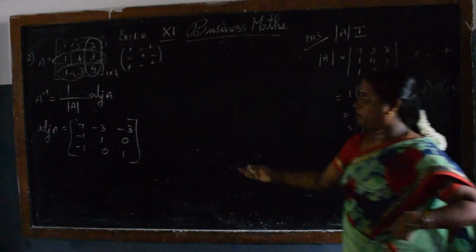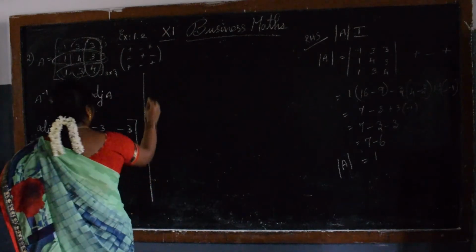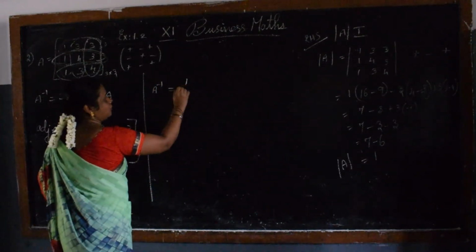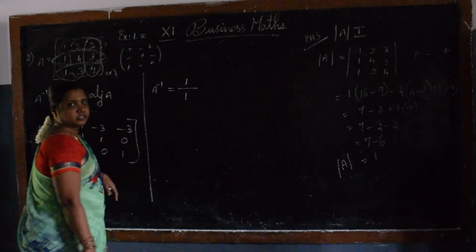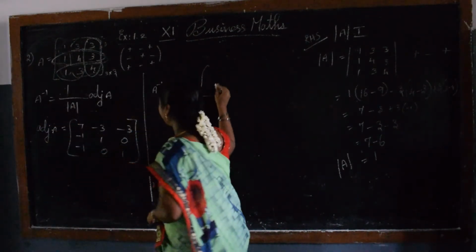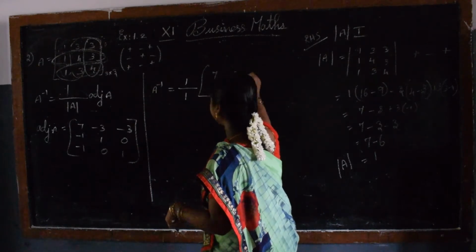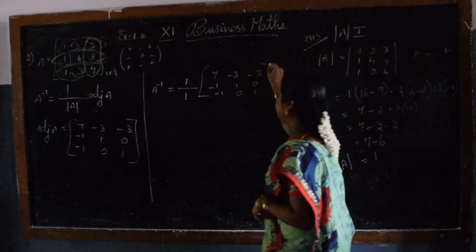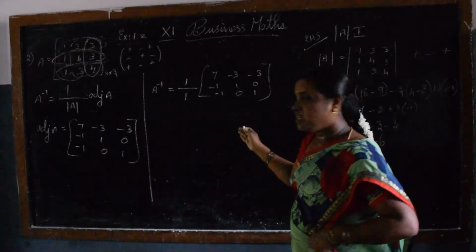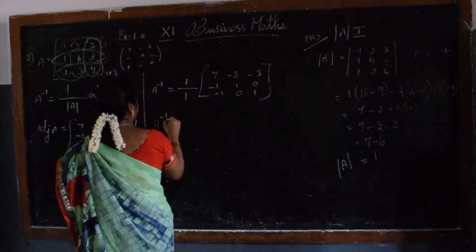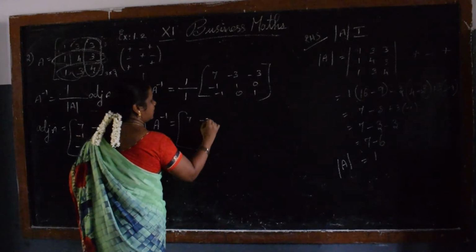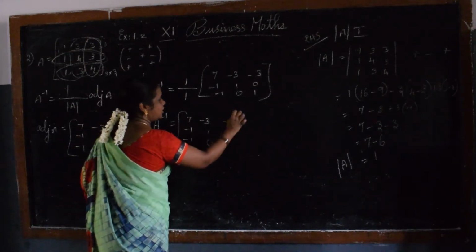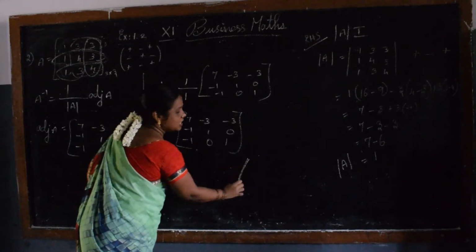Now only I am going to substitute. That's all. So our A inverse is: see, 1 by what is the value of determinant A? 1 into adjoint of A. Our matrix is 7 minus 3 minus 3, minus 1 1 0, minus 1 0 1. 1 by 1 is 1 only. So what is the value of A inverse? 7 minus 3 minus 3, minus 1 1 0, minus 1 0 1. This is the answer for the second question.